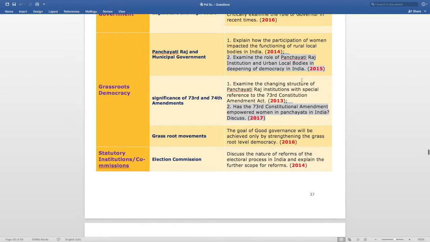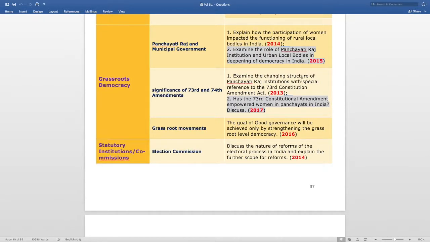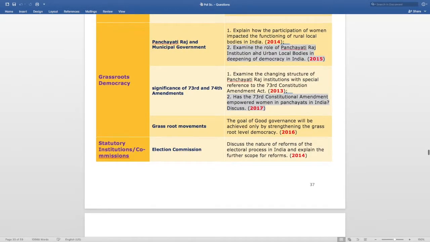The next topic is Grassroots Democracy, and the subtopics are Panchayati Raj and Municipal Government. The questions from this section are: explain how the participation of women impacted the functioning of rural local bodies in India, 2014. Examine the role of Panchayati Raj institutions and urban local bodies in deepening of democracy in India. This question is asked in 2015.